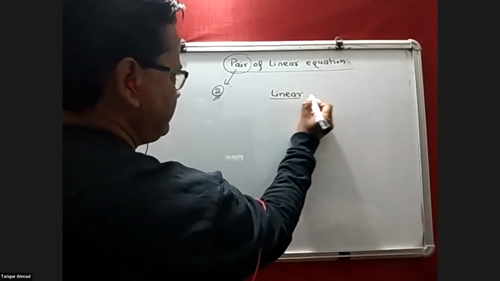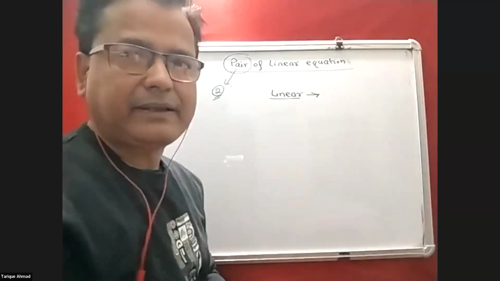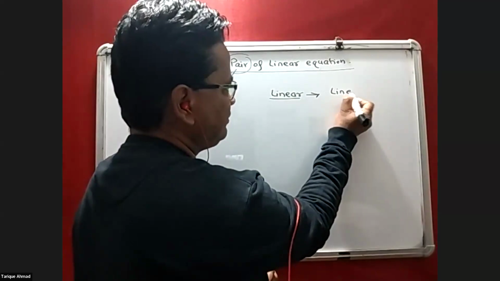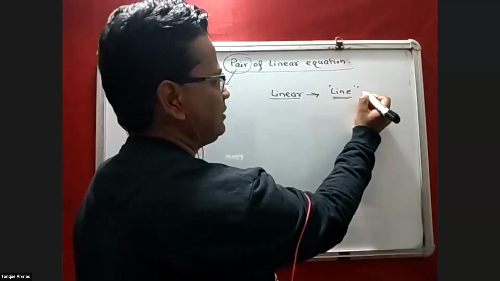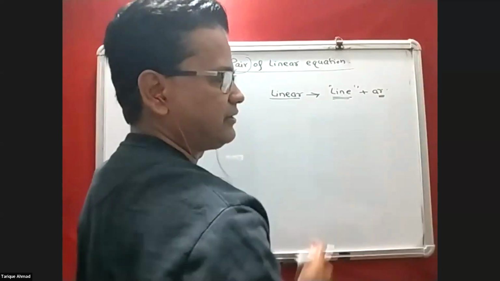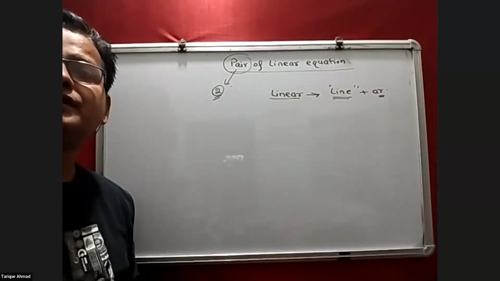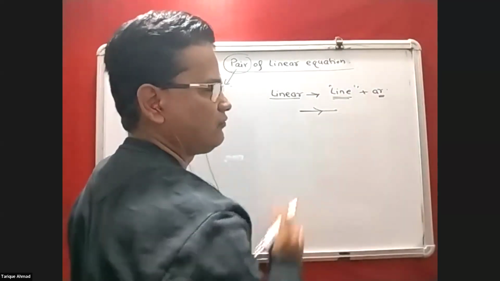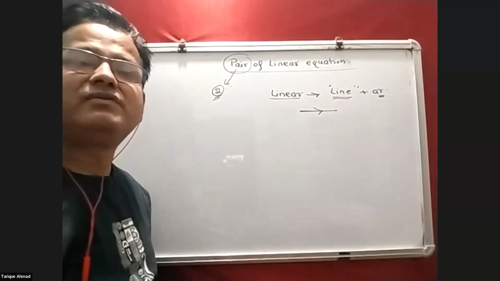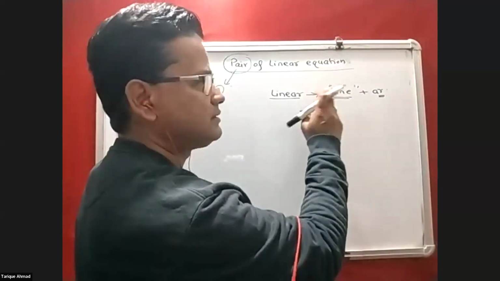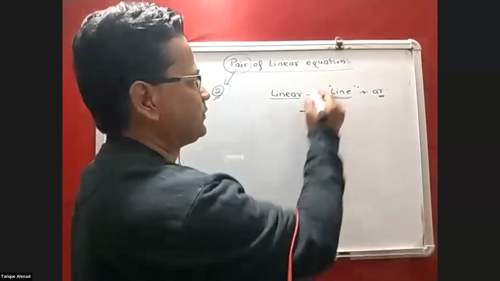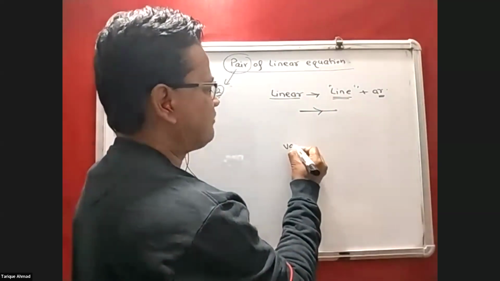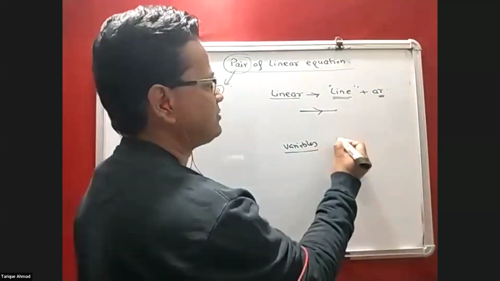Linear: you have heard it in class 7th, 8th, 9th. Linear is a word derived from the basic word line. When we add AR as a suffix, we get linear. It means linear represents a straight line. When we draw the graph of that equation, we get a straight line. That's why it is known as linear. Equation: to understand equation, we first have to understand variables, constants.